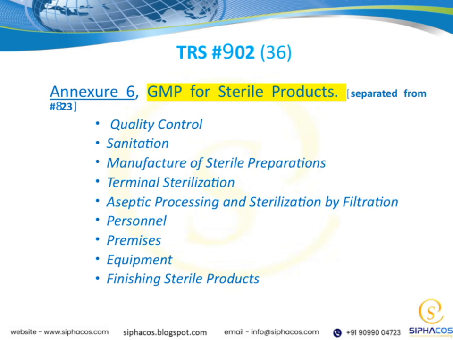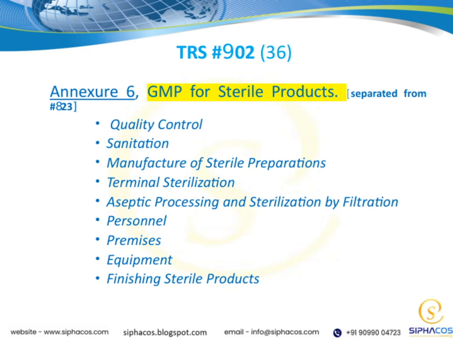Finally, the finishing of sterile products, whether packaging or final sterilization steps, must also follow GMP guidelines meticulously. All these elements, personnel, premises, equipment, and procedures, work together to uphold the integrity and safety of sterile products, aligning with the overall quality assurance goals of our manufacturing processes.